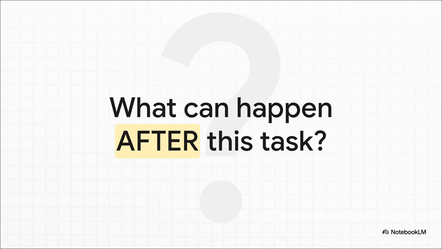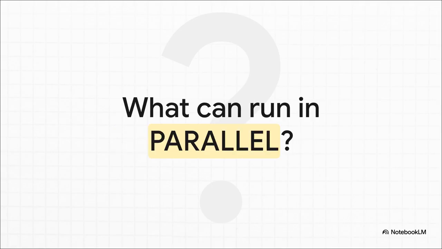Second question, what can happen after this task is finished? So once the drywall is up and done, well, that's the green light for the painters to come in and get started. And finally, the third question, what can we do at the same time? Maybe the electricians can be wiring the first floor while the plumbers are working on the second. You answer these 3 questions for every task, and suddenly you have the logical backbone of your entire project.